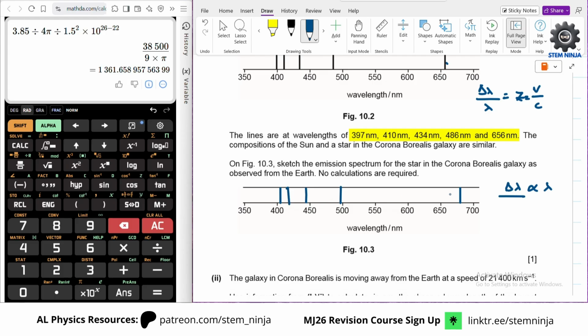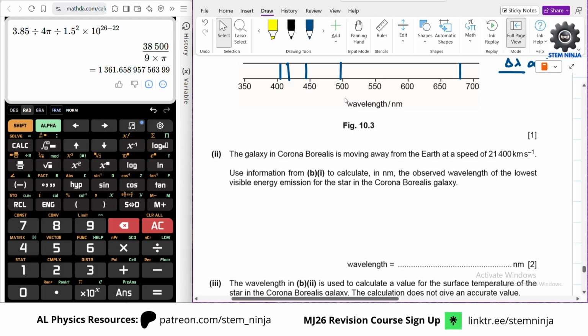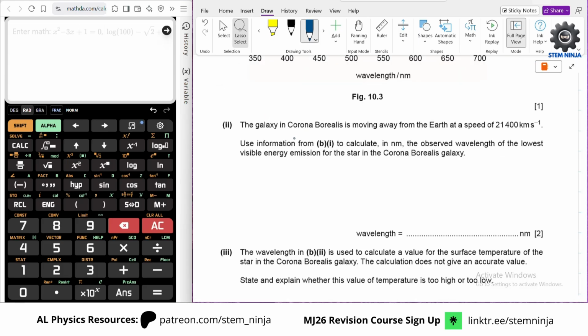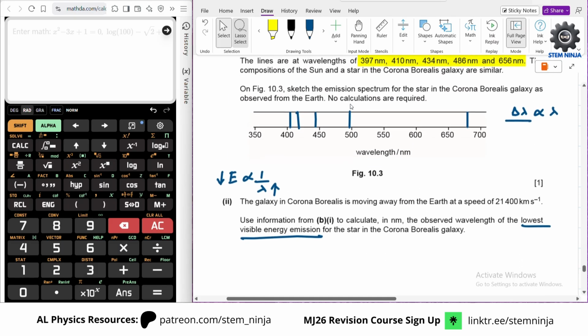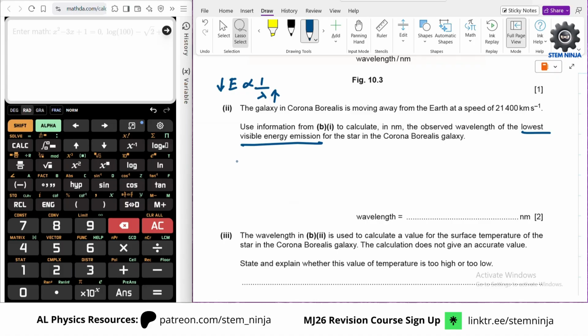Right, okay. The galaxy in the Corona Borealis is moving away from the Earth at a speed of 21,400 kilometers per second. Use the information for B1 to calculate in nanometers the observed wavelength of the lowest visible energy emission. So we know that energy is inversely proportional to the wavelength. The lowest energy would mean the highest wavelength. So that was the 656, right? So that's what we will do over here.